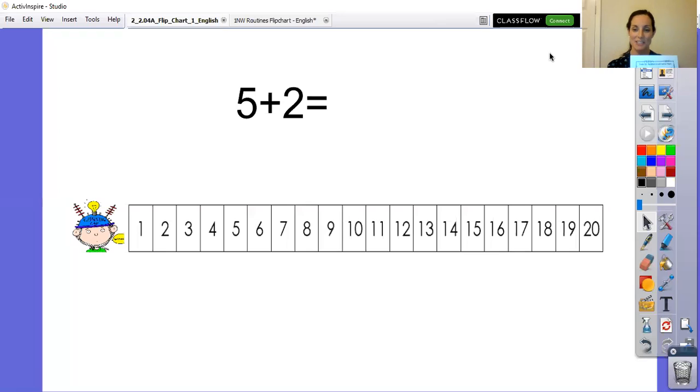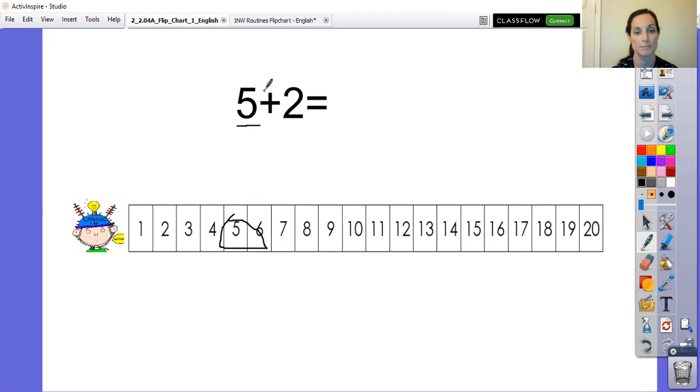Okay, Tigers, let's try another equation. We're going to look at 5 plus 2. We can also use this count on basic strategy for equations like this as well. Using your number path, follow along with me. 5 is the number we're going to start with, so find the number 5 on your number path. I'm going to circle it right here.